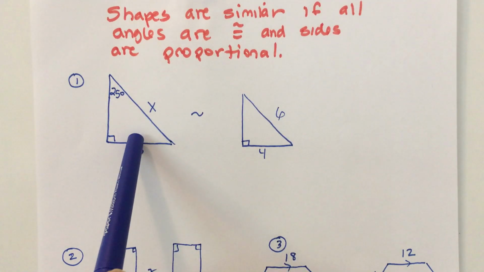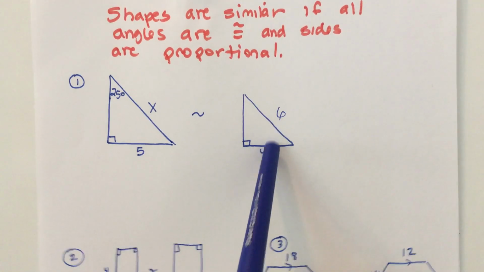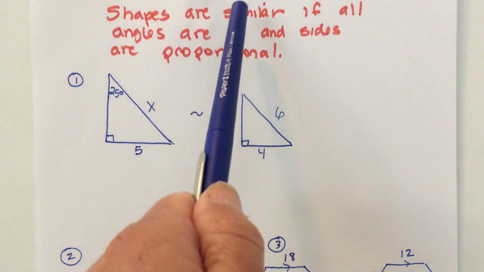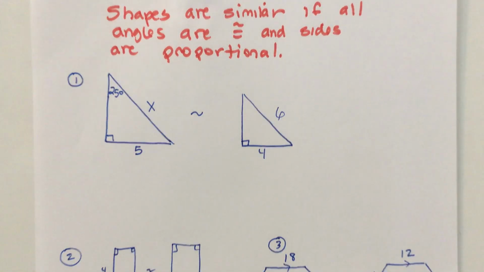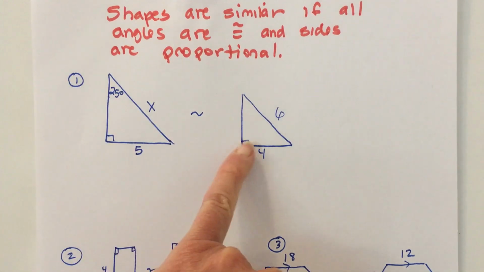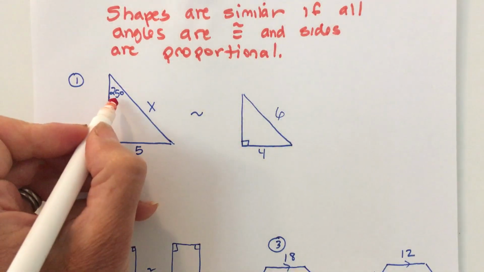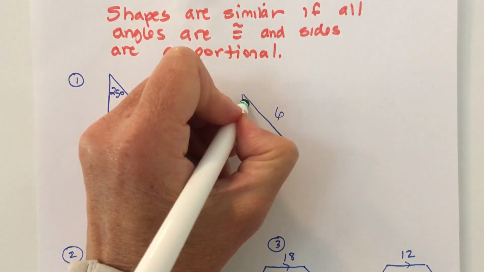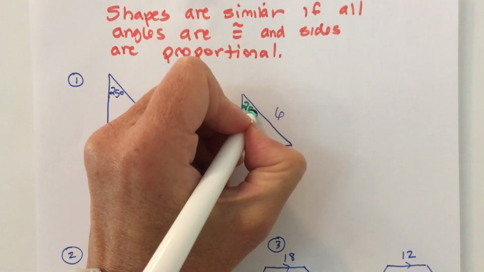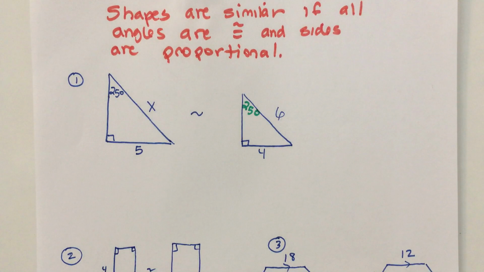This shape is obviously just a bigger version of this shape, okay? And the first thing it says is that if shapes are similar, angles are congruent. So all the angles have to be congruent. So I noticed that these are both marked 90. If this one's 25, okay, that means that this one has to be 25 also, okay? So angle measures do not change even when you change the size of the shape.